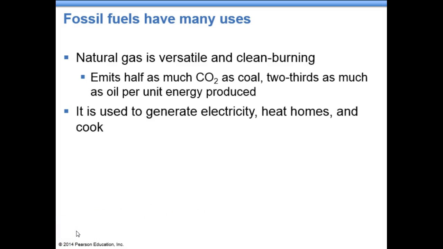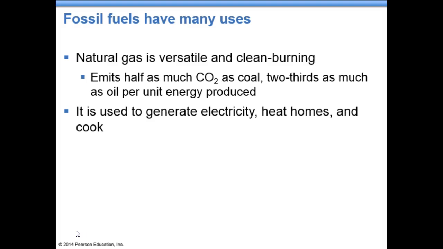So now let's consider natural gas. And natural gas, as we're going to hear, is considered to be a bridge fuel because we think that it's the fuel that we're going to be able to use that will bridge us from using fossil fuels to sustainable energy choices. It's very versatile and clean burning. It emits just half of the carbon dioxide per unit of energy produced as coal, and 2/3 as much as oil. Natural gas is used to generate electricity in power plants, to heat our homes and to cook, and it's used for many other things.